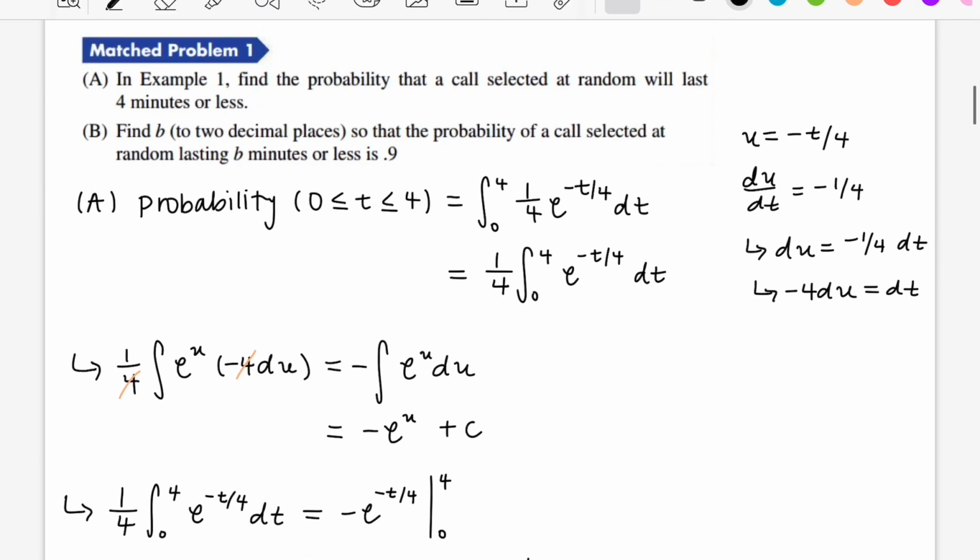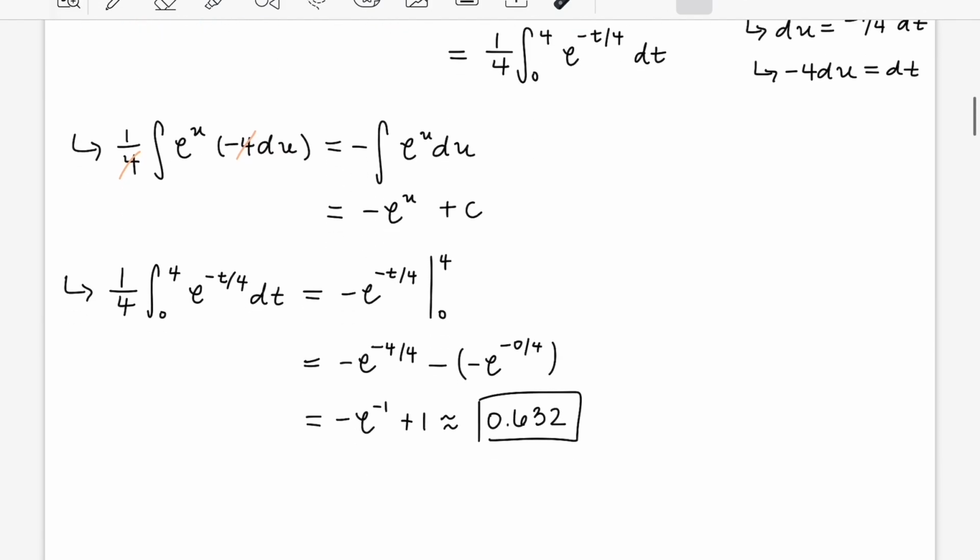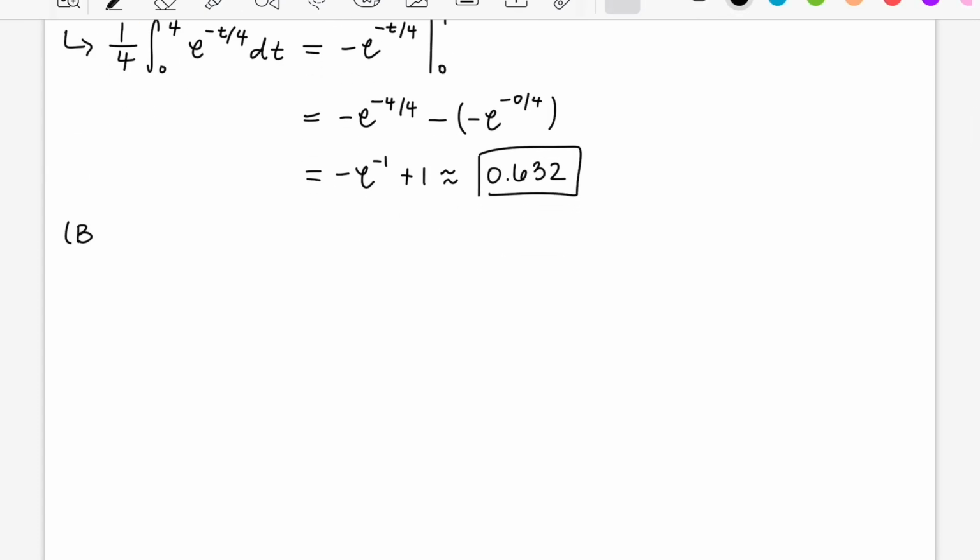Now for part B, we're asked to find some b so that the probability of a call selected at random lasting b minutes or less is equal to 0.9. So we want to find a value for b such that this is equal to 0.9. We want to find some variable b such that the probability of a call selected at random lasting b minutes or less, so t is going to be in between 0 and b, will be equal to 0.9.